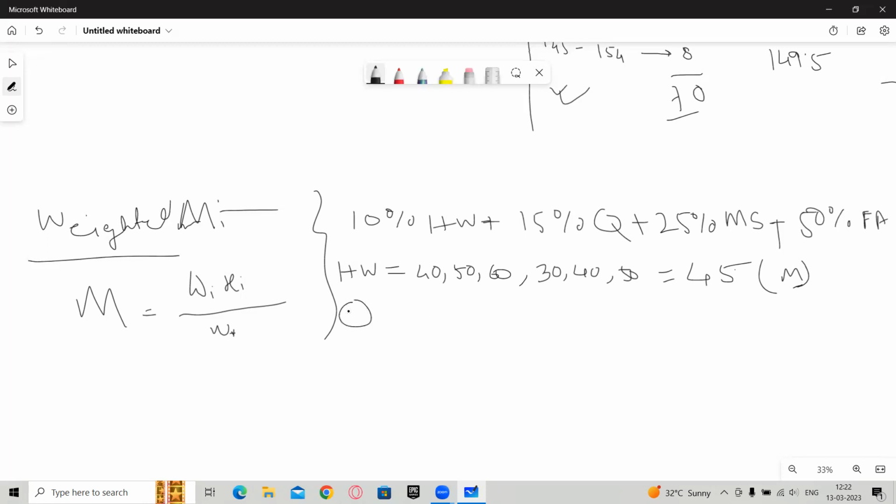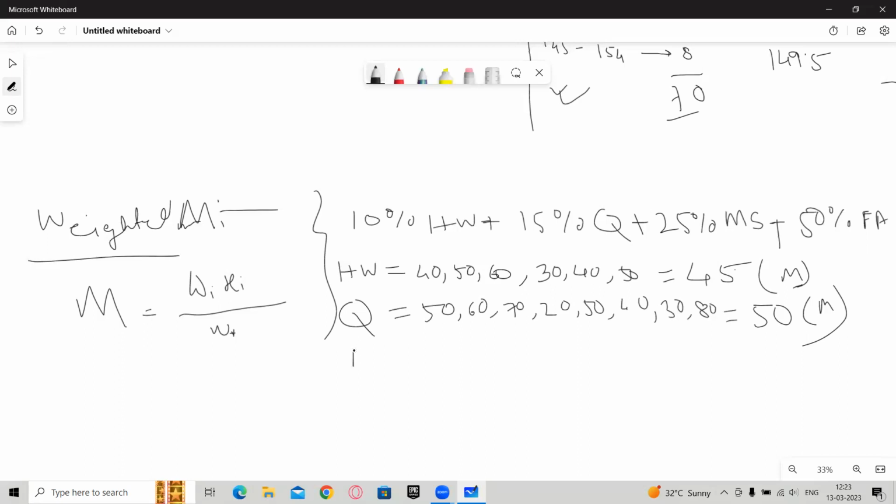Then suppose your quiz has some values, say 50, 60, 70, 20, 50, 40, 30, 80. What is the average of it? The sum is 400, divided by 8, which is 50. Then 50 is the mean point.